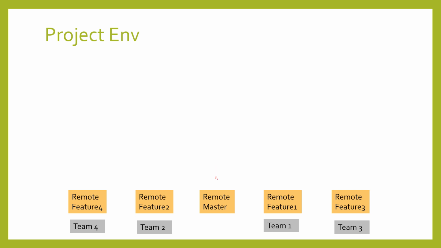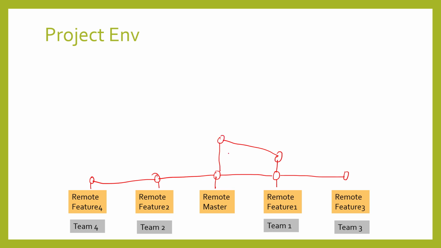So for example, we have this remote master here, and all the remote feature branches will be branched off from this remote master, and they will start their work on their specific features. And when they complete this work, they will merge their features. For example, team 1 has completed its work, and then team 1 can merge or rebase, whatever the strategy they are applying, to this remote master, and that's how it all works.